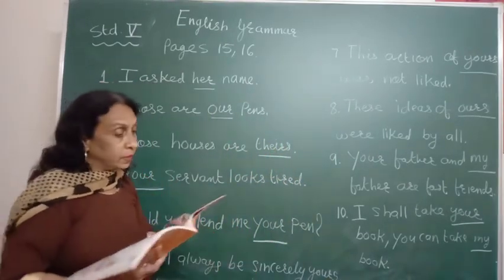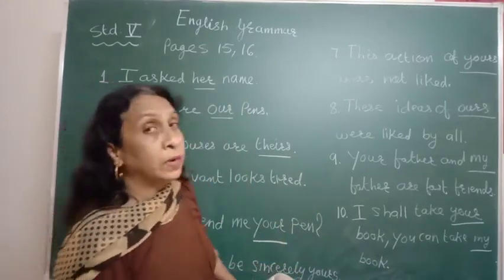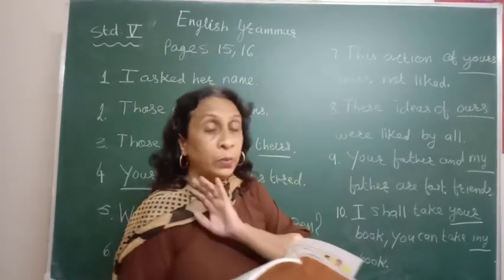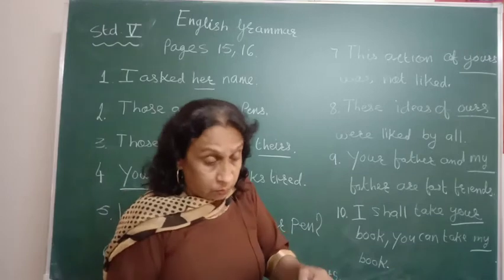Now look at the seventh. The action of yours was not liked. Again here, we are not going to give the apostrophe. Don't give apostrophe. Apostrophe is given, so that is why it's wrong.